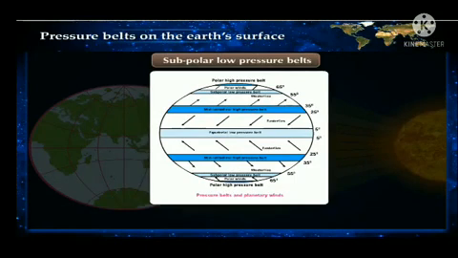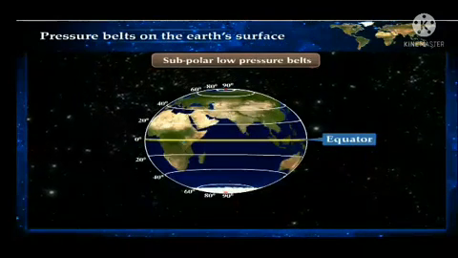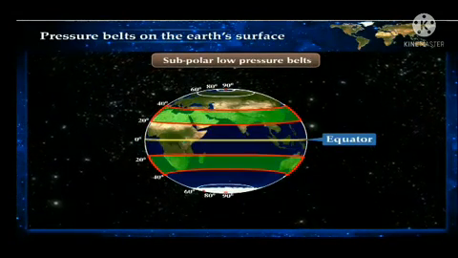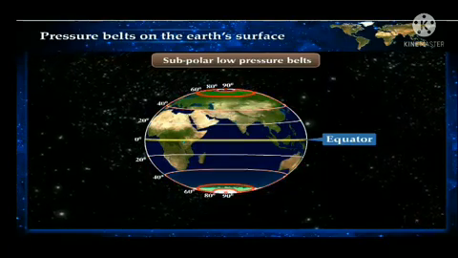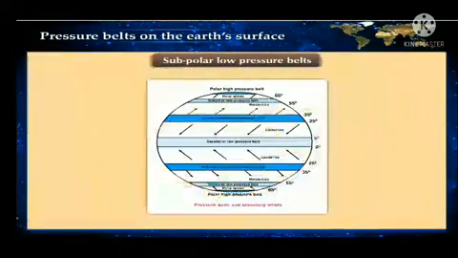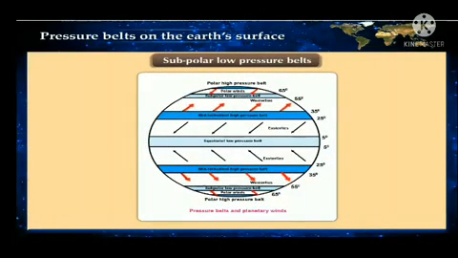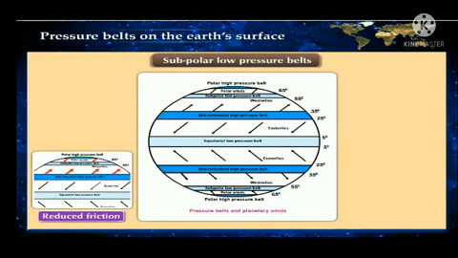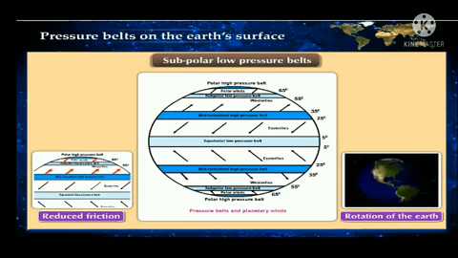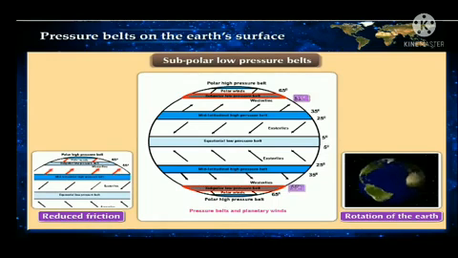Subpolar low pressure belts. Due to the earth's curvature, the area between two parallels gets reduced as we move towards the poles. This results in lesser friction of the air with the earth's surface. Air in this region is thrown out because of this reduced friction and also because of the Earth's rotational movement. This leads to the development of a low pressure belt. This condition is observed between the areas of 55 degree and 65 degree parallels in both the hemispheres.